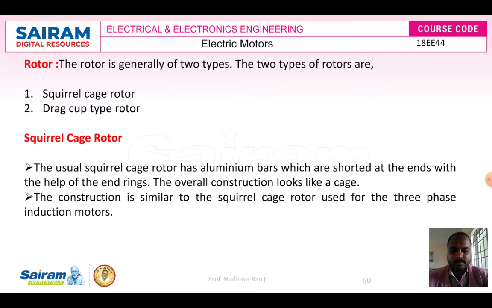Coming to the squirrel cage type rotor. It has aluminum bars short circuited at the end rings. With the help of the end rings, the overall construction looks like a cage. The construction is similar to the squirrel cage type rotor of the three phase induction motor. In the same way as in a three phase induction motor, the servo motor squirrel cage type rotor is also there.